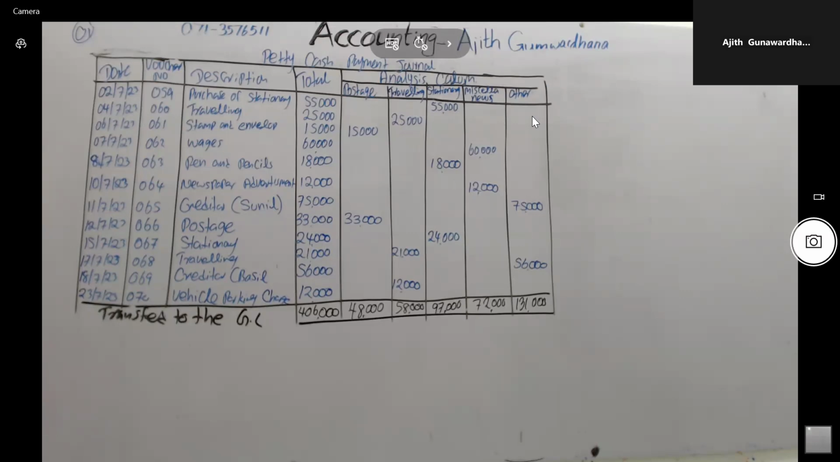All other expenses, all other things are paid by issuing checks.